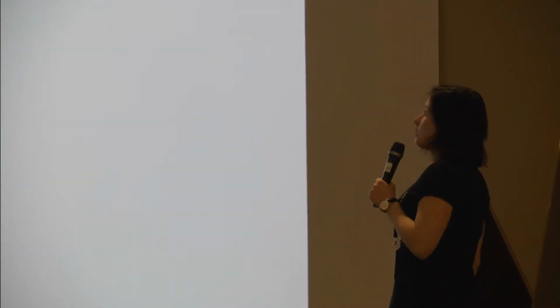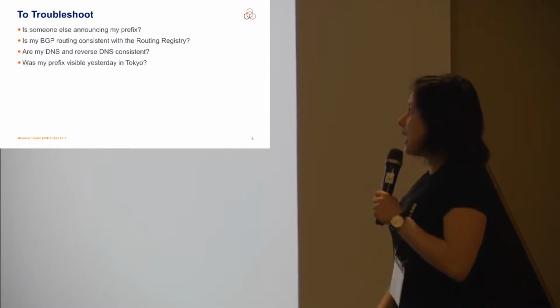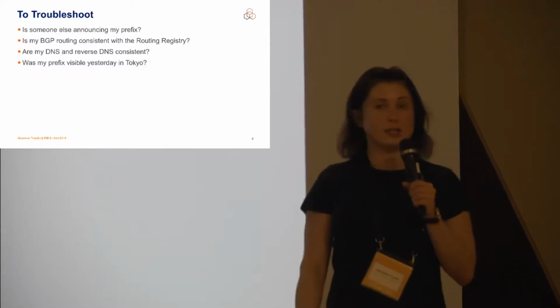So why measure the internet? To troubleshoot it. If you're a network administrator or network operator, you may want to know if somebody else is announcing your prefixes, or if your BGP routing is consistent with the database. Because somebody can just filter out your prefixes. You need to know if your announcements are consistent with the database. Are my DNS and reverse DNS consistent?